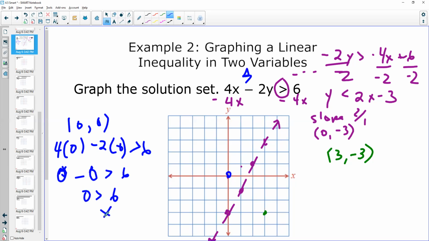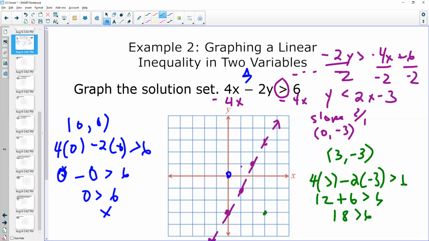Let's see if it's the other guy. So 4 times 3 minus 2 times negative 3 greater than 6. Well, that's going to be 12, and then that's a plus 6. Greater than 6, definitely. 18 is definitely greater than 6. So I'm going to shade that side. Okay. You try the next one.